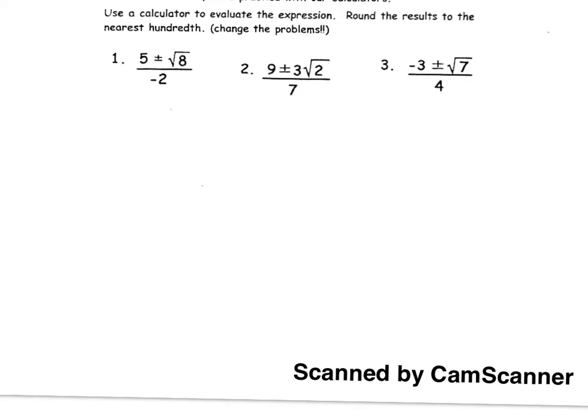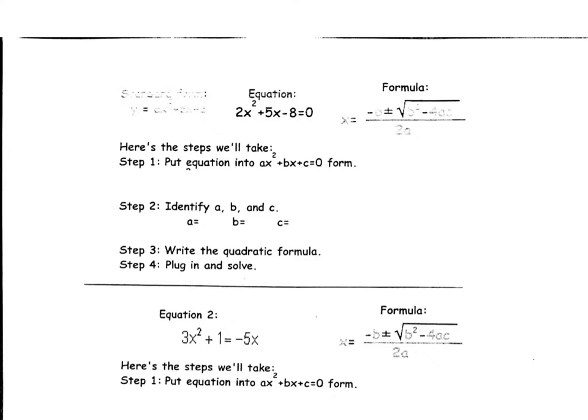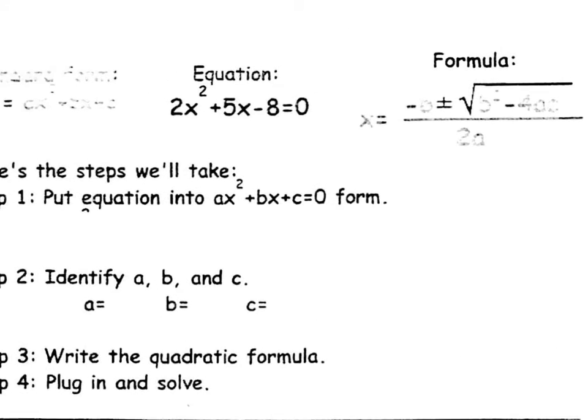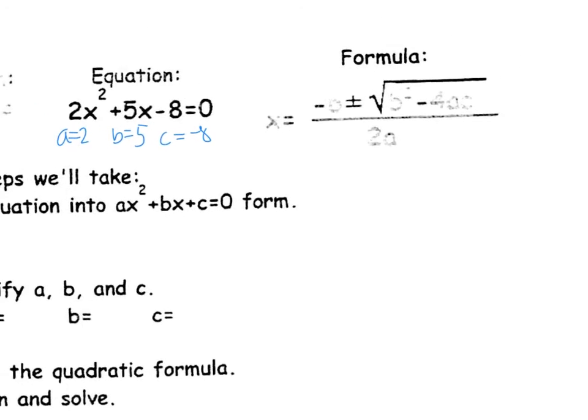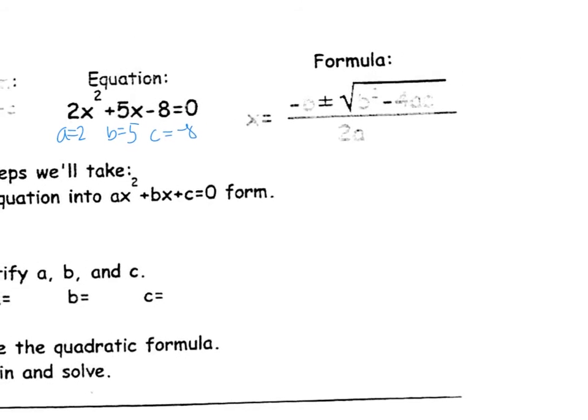So we're going to go down to the next, and you'll see here's the equation we were working with. Okay, 2x squared plus 5x minus 8. So again, this is our A, so A is 2, B is 5, and C is negative 8. So what we're going to do is go over here to the quadratic formula, and we're going to plug those values in.